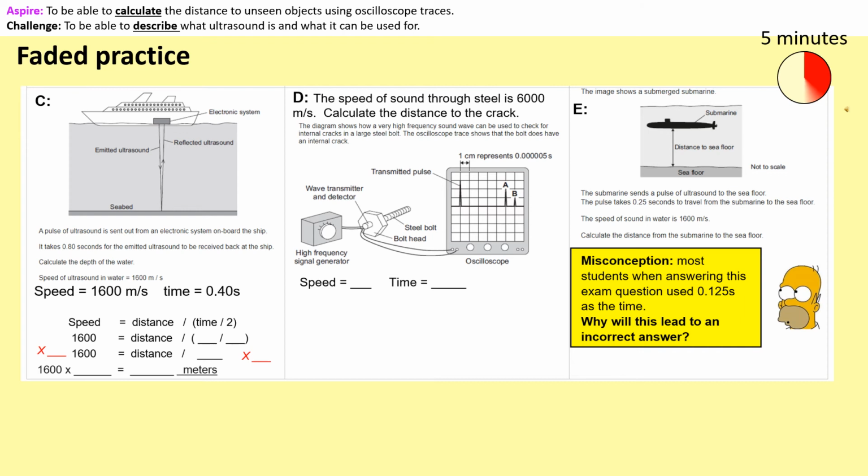Okay, we're coming up to halfway through the allotted time for this activity, so you should be on D at the moment. I'll give you one little clue for part D, because you should be doing this on your own. This is the hardest question I could find on ultrasound, just to really push you. In order to figure out the time, you have to look at how many spaces there are between the transmitted pulse and A, so how many little squares, and each of those little squares represents the time shown in the diagram. So multiply that by the number of little squares. That will give you the time, and that's my hint.